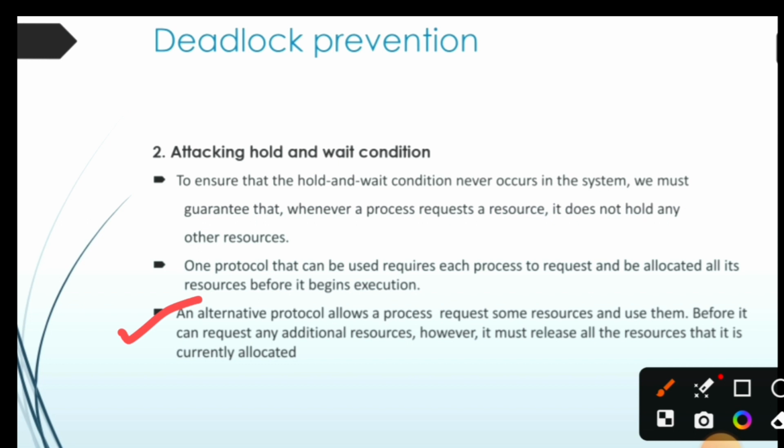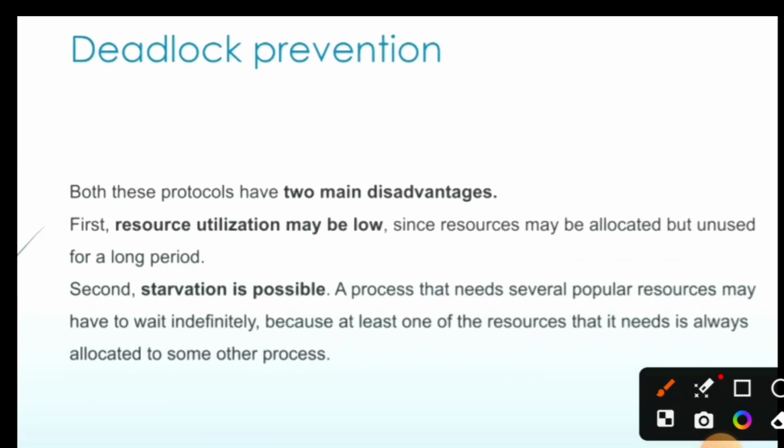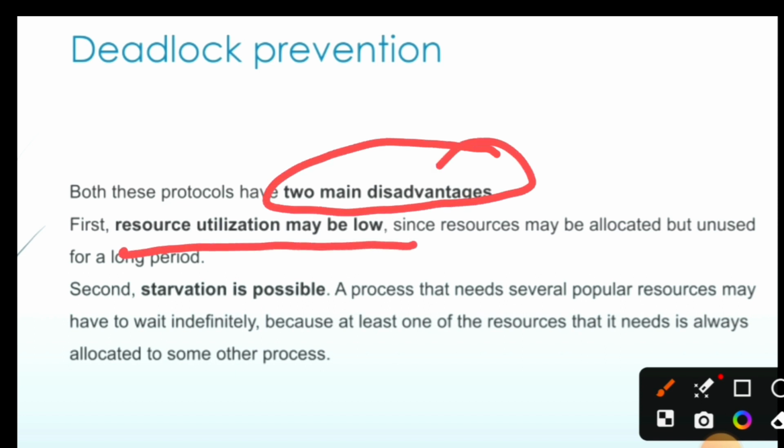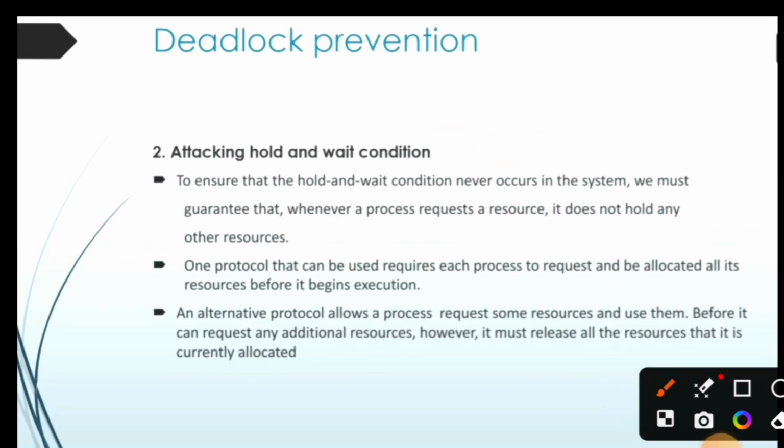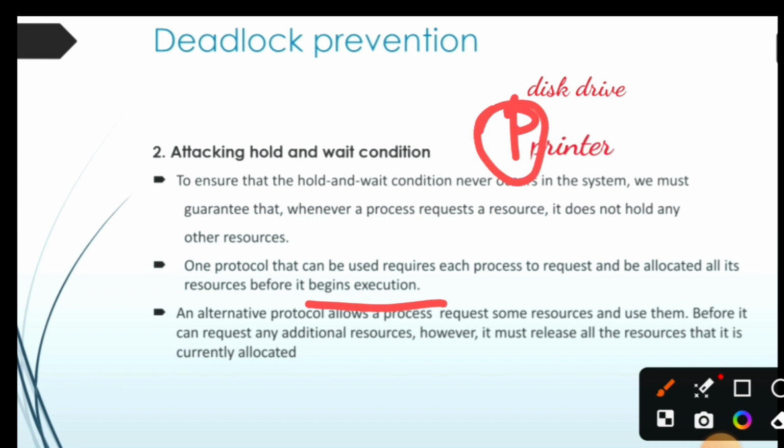So we see that hold and wait can be avoided by following either of these protocols. But both of these protocols have two main disadvantages. The first is that resource utilization may be low, and the second is that starvation is possible. Let us see the first protocol, in which a process first gets hold of all the resources that it needs, and only then begins its execution. For example, a process needs a disk drive and the printer.